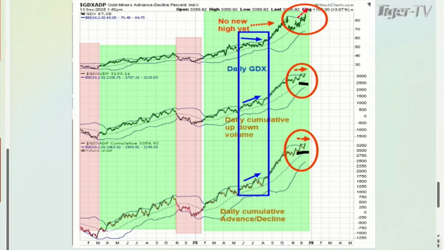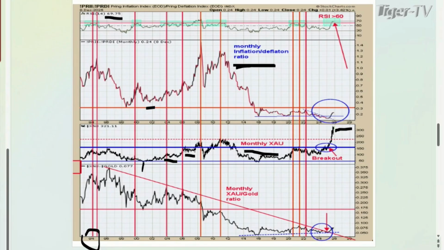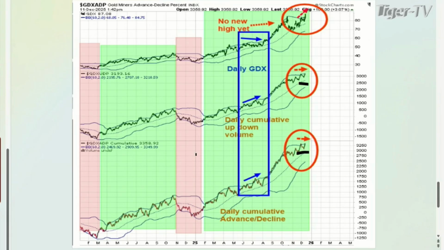So we got an intermediate-term divergence on this chart, which is the inflation-deflation ratio, RSI hitting over 60, almost 70, on a monthly time frame, suggesting we're heading into a consolidation. The dailies now, which is this one, are giving minor divergences, and so I'm kind of leaning. I haven't pulled the trigger on GDX yet.